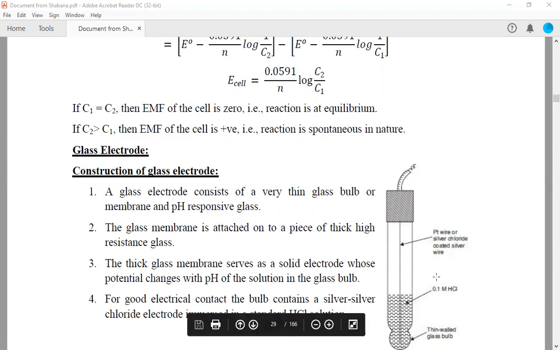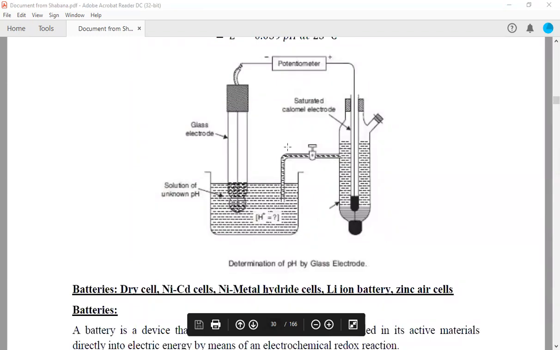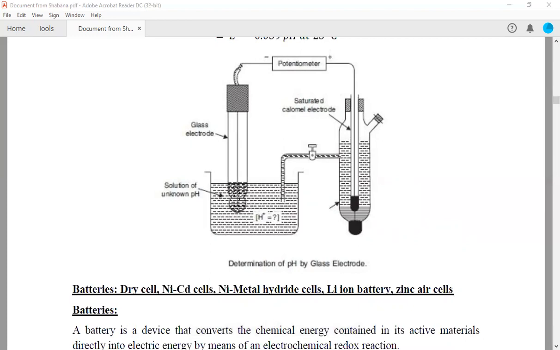When a glass electrode is immersed in another solution, the whole arrangement will be like this. If it is immersed in another solution of unknown pH, we have to take a beaker in which we take the solution whose pH is to be determined. That type of solution we have to take, and the glass electrode is immersed in that.